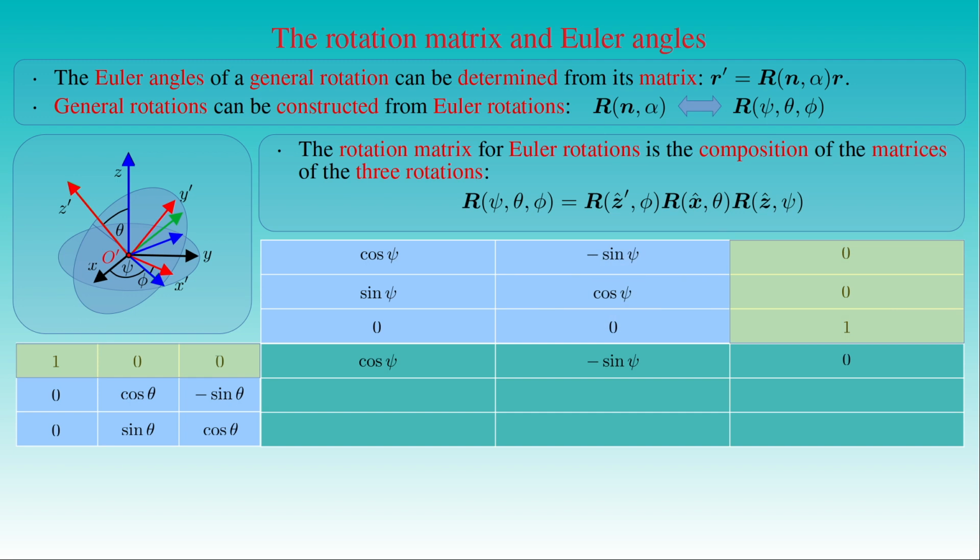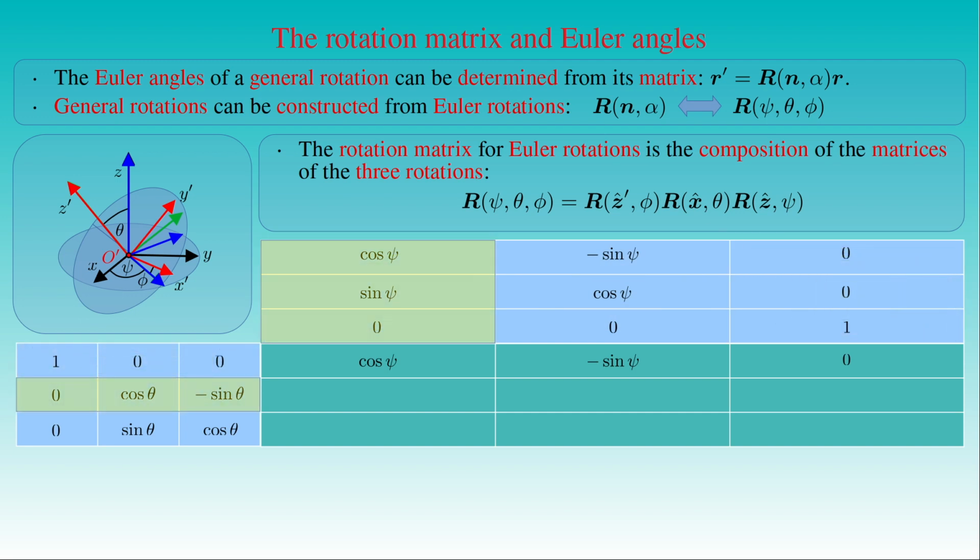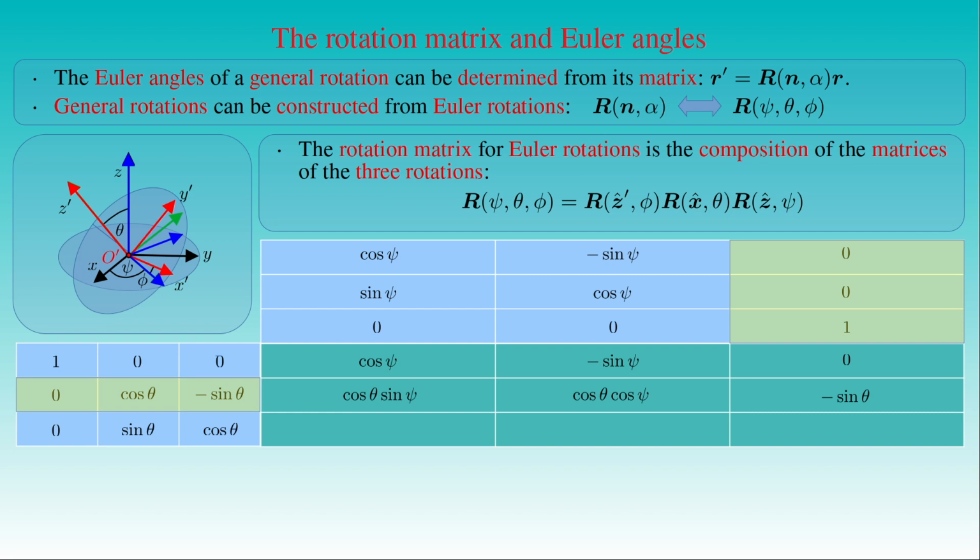Similarly, the product of the second row of the second matrix and the first column of the third matrix gives the middle left element of the resulting matrix, which is equal to cosine theta times sine psi. The product of the second row of the second matrix and the second column of the third matrix is equal to cosine theta times cosine psi for the element in the center of the resulting matrix. The product of the second row of the second matrix and the third column of the third matrix gives minus sine theta, the middle right element of the resulting matrix.